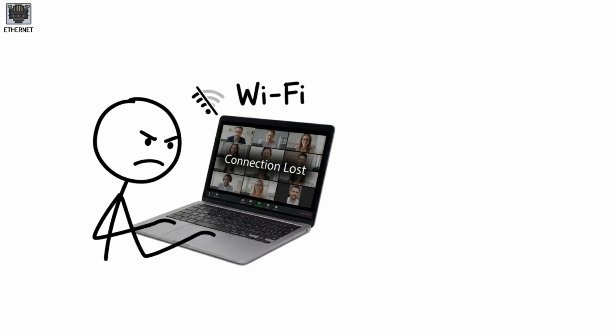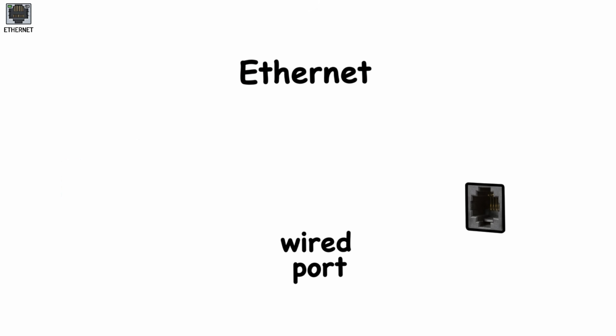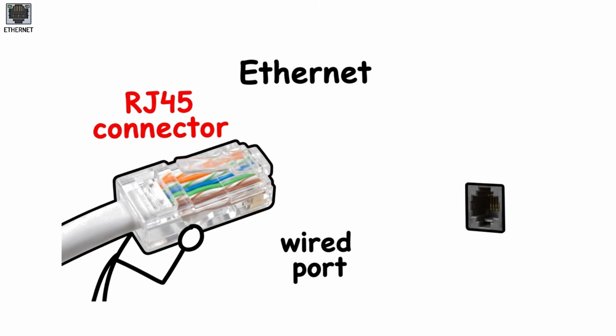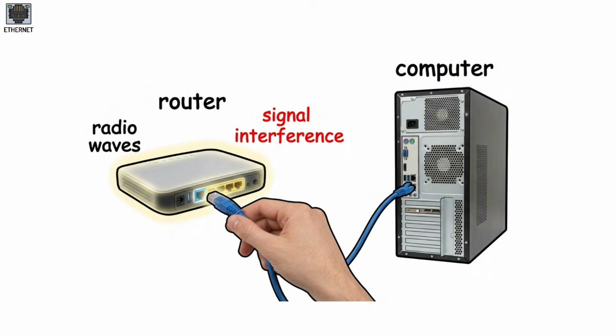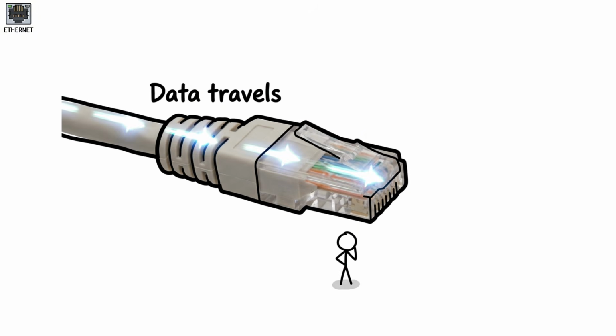Ethernet. Wi-Fi is convenient, but if you've ever been in an important video call and your connection dropped or you lost a competitive match because of lag, you already understand why Ethernet exists. Ethernet is the wired port, using an RJ45 connector that looks like a wider phone jack. You plug one end into your computer and the other into your router. No radio waves, no signal interference, no conversion steps. Data travels straight through the cable.